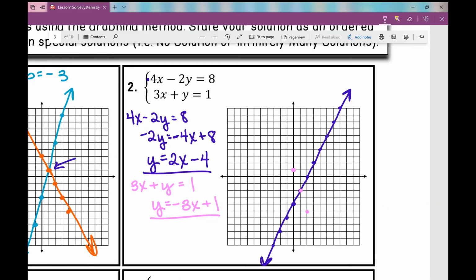I've already got my point of intersection. I can always go up 3 and over 1 this way, but do I really need to? No, because I can already see that point of intersection. Whoa, terrible line, but that's what it looks like. And then right here is my point of intersection. What is that ordered pair? Right 1 down 2 is 1, -2. Let's go on to number 3.